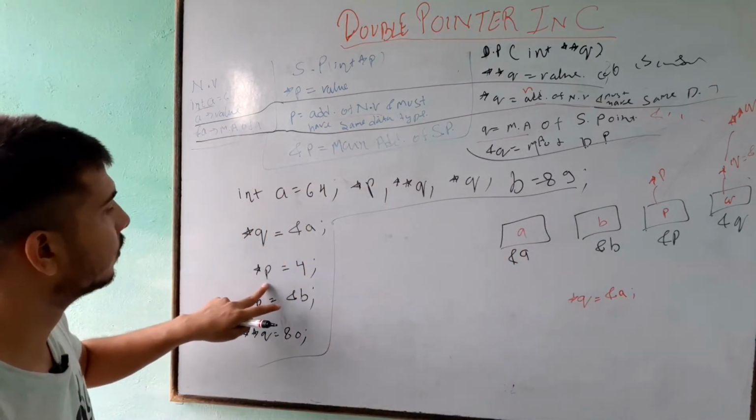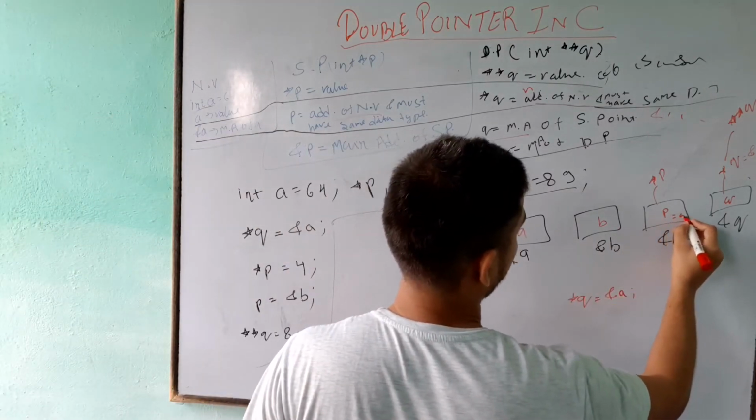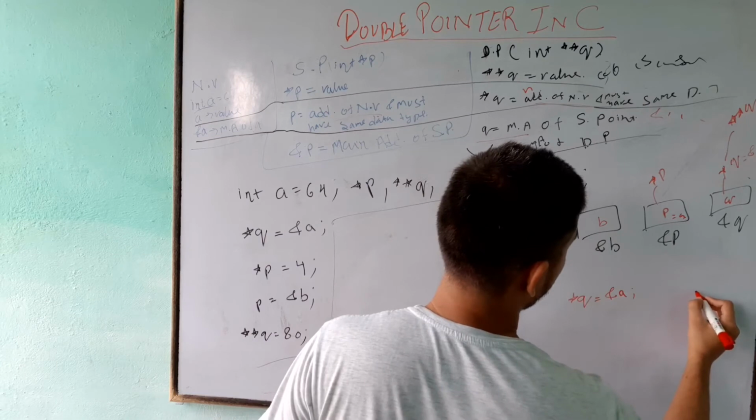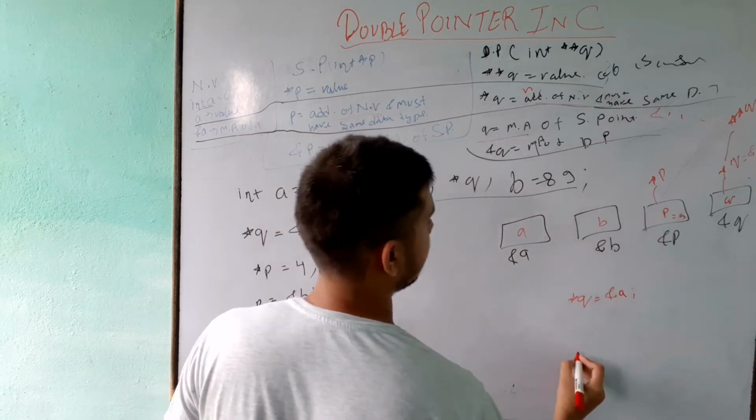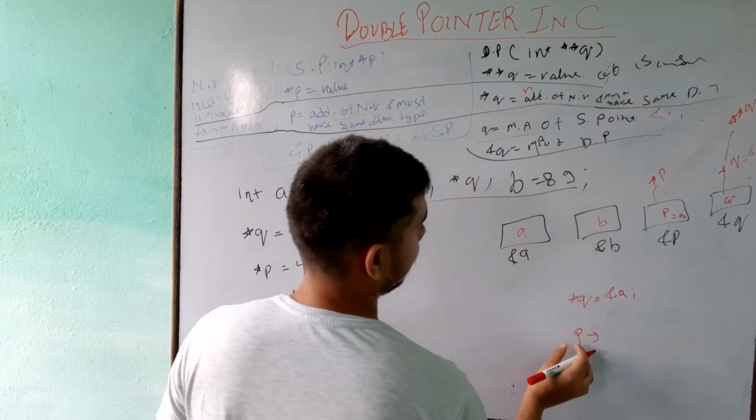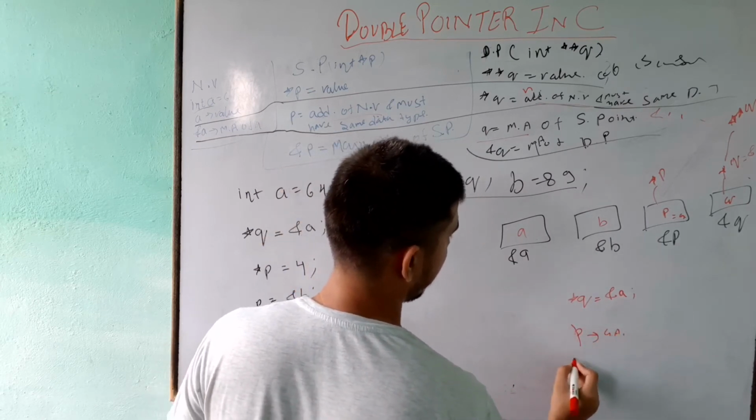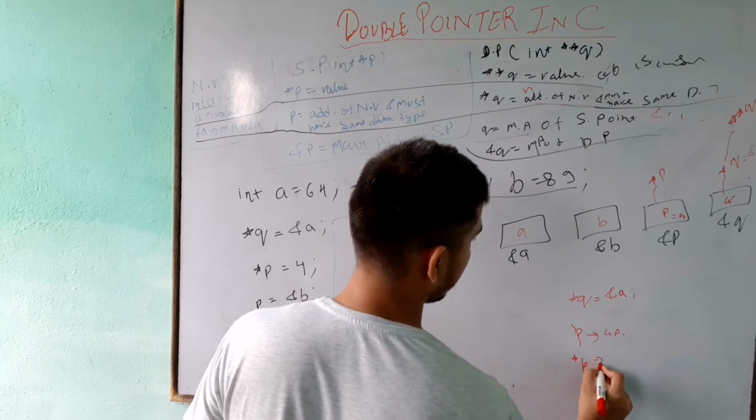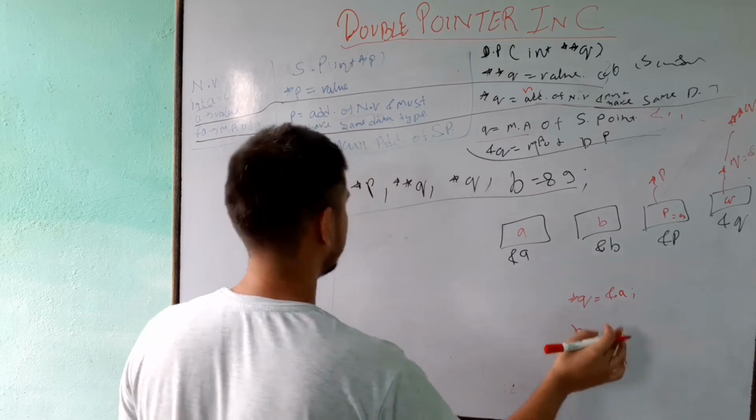Now *p = 4. What is p holding right now? It is garbage. Whatever address is present in that garbage, for example if I print p here, it will give me a garbage address, and I am changing the value present in the garbage address, which will become 4. Okay, the value present in that garbage address.